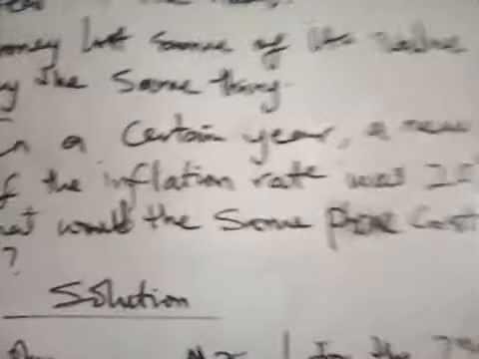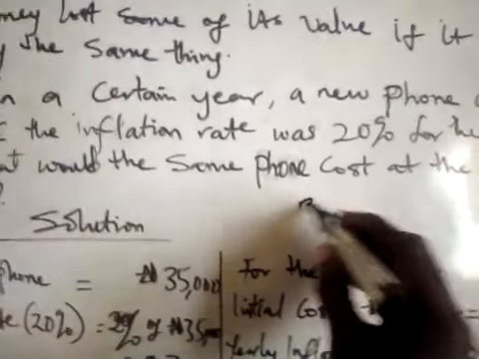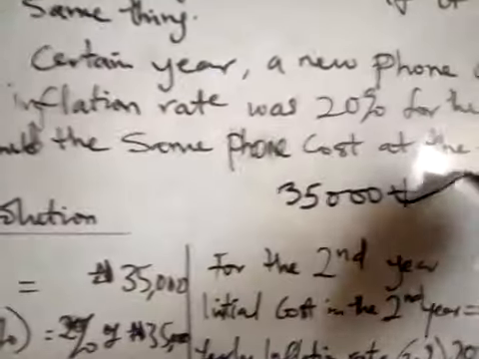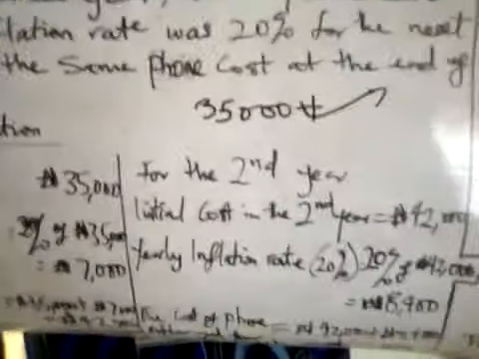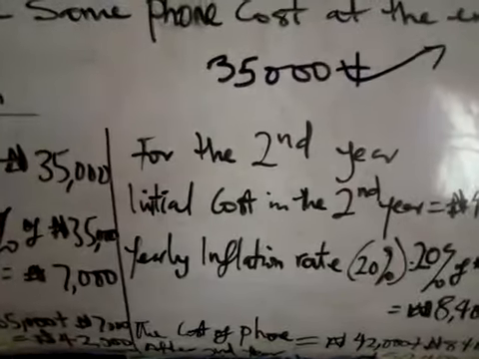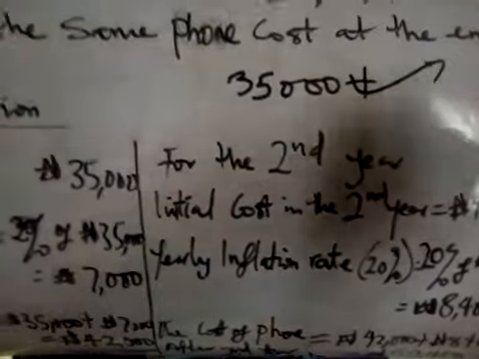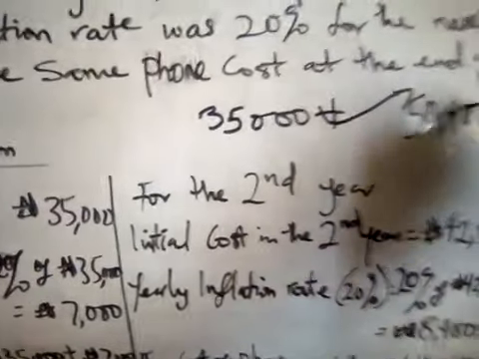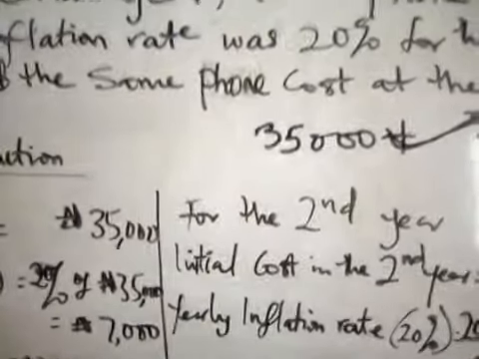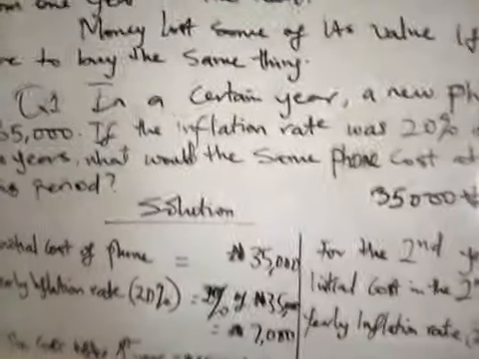So the phone that was 35,000 naira maybe 2 years ago has now increased to become 50,400. You can see, if you check 50,400 minus 35,000, you see the difference. That's the inflation implication for that same phone.